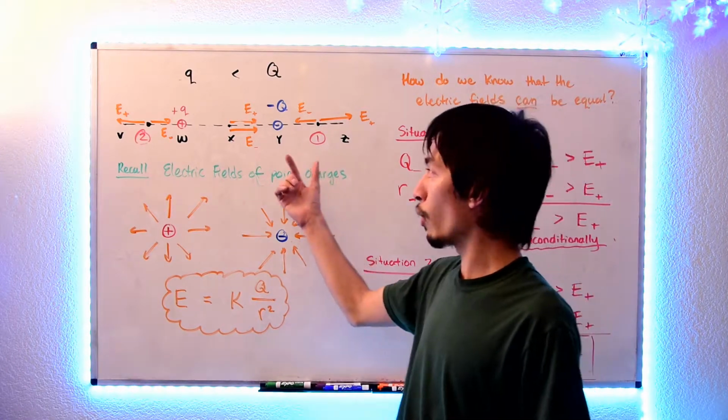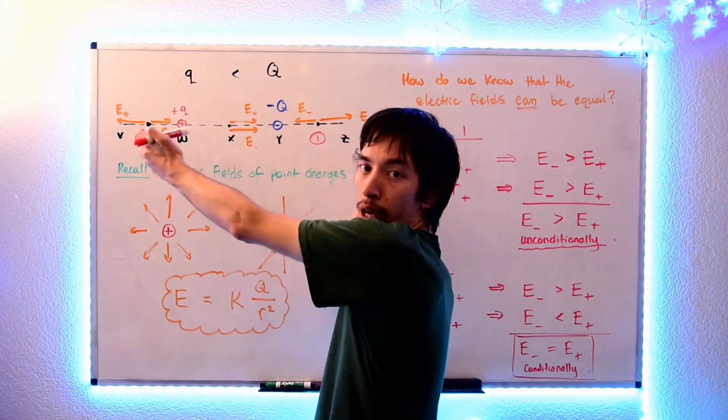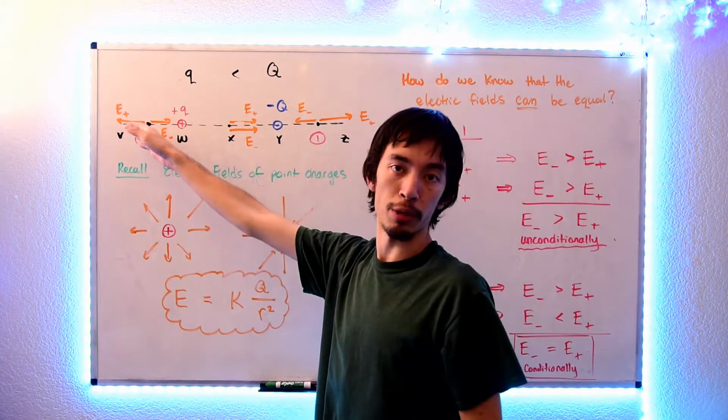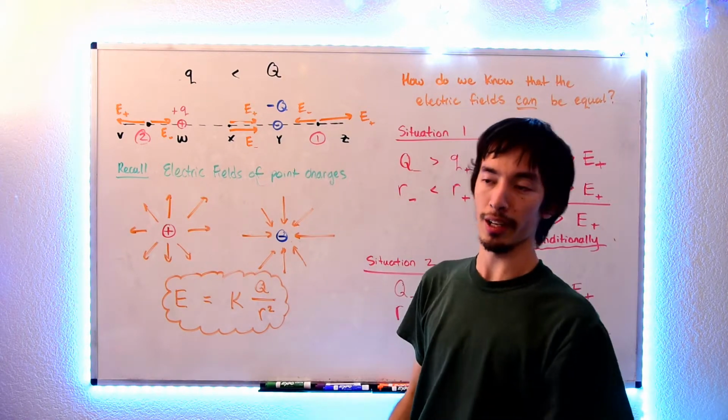So whether they cancel out somewhere in the middle, or somewhere on the outside, like this particular problem, the answer is always going to be closer to the smaller charge.